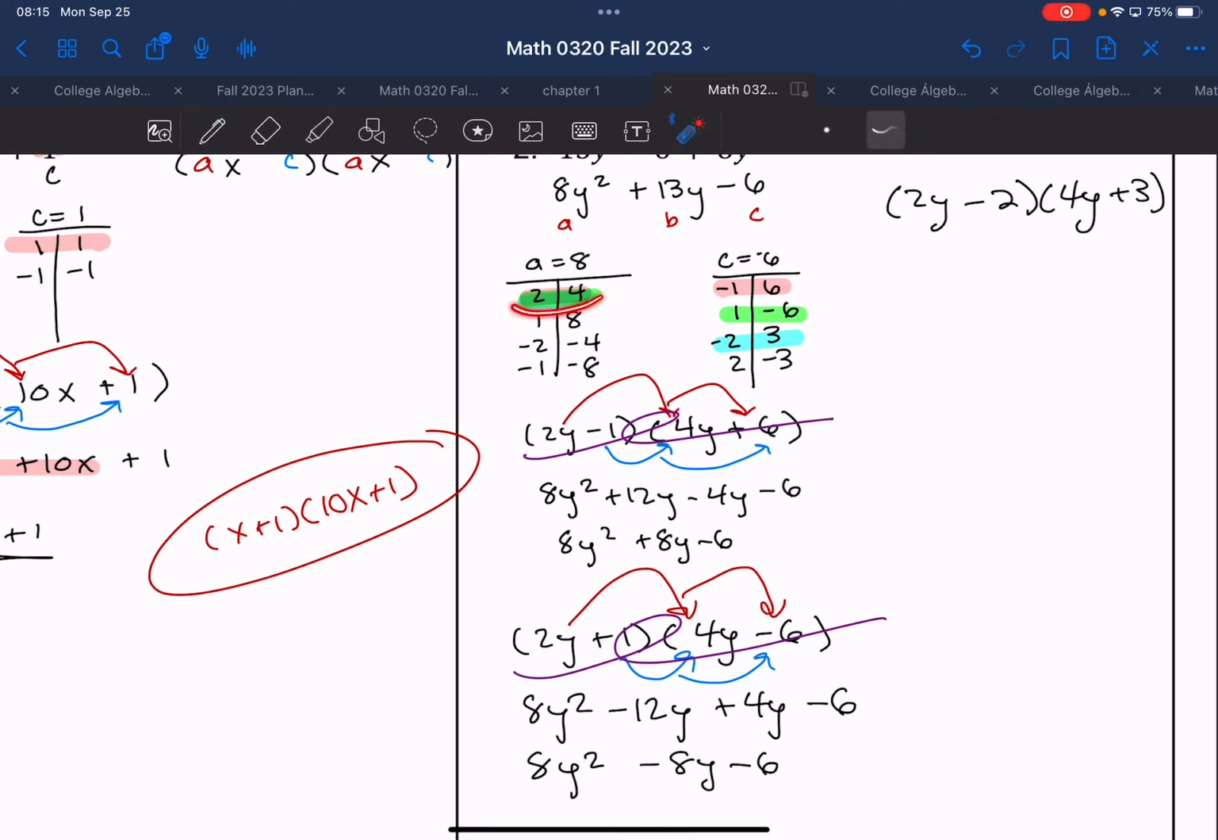Again, I am using the same 2 and 4 in front of my y's, but now I am changing the last parts of the parentheses to a negative 2 and a positive 3. And again, I'm going to use that FOIL method to see if I am getting close to my original problem. So using the FOIL method, I get 8y squared plus 6y minus 8y minus 6. Combining those like terms, I get a negative 2y in the middle. Does that match our original problem?